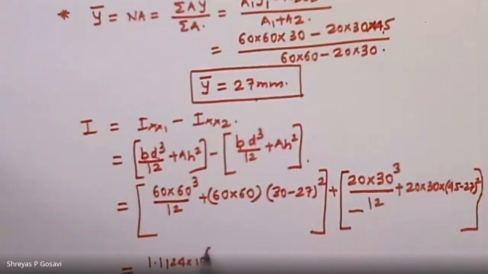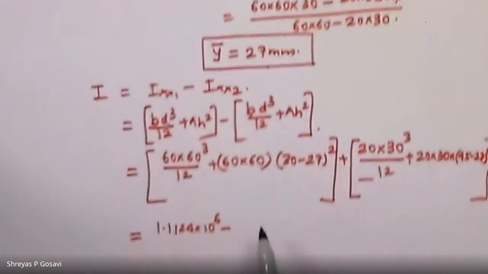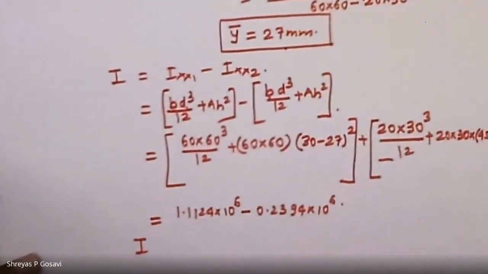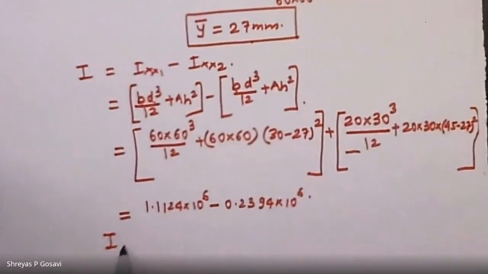Hence upon simplification this becomes 1.1124 into 10 to power 6 minus 0.2394 into 10 to power 6. Hence the moment of inertia of the entire section about neutral axis is 8.73 into 10 raised to 5 mm raised to 4.